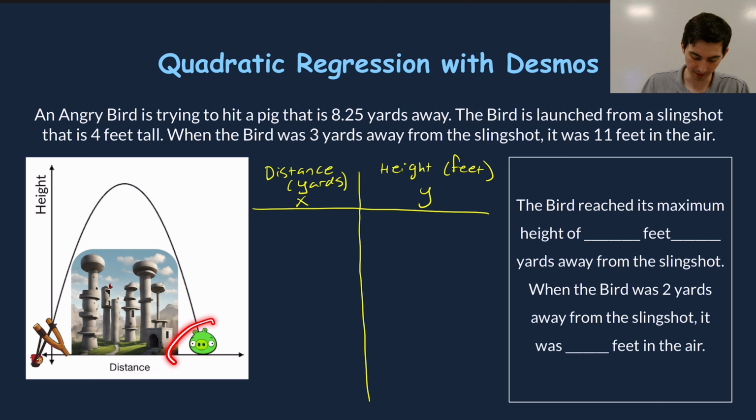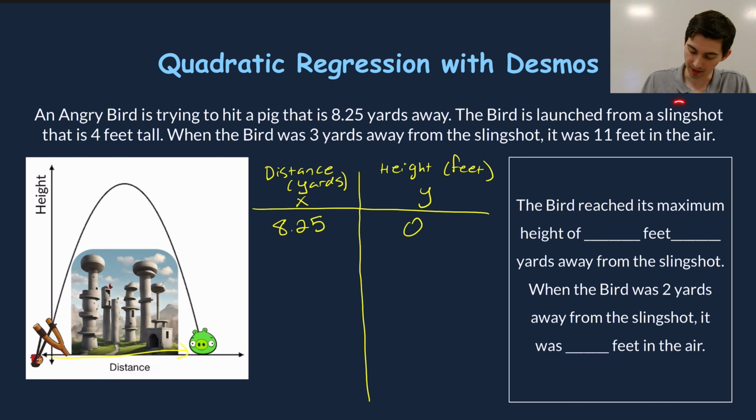So I know that the pig is 8.25 yards away. I see this pig sitting here, that's 8.25, but I also see that it's sitting on the ground. So my distance is 8.25, but since it's on the ground, the height is 0.